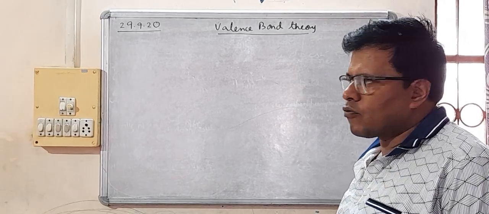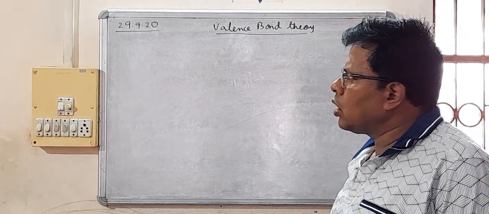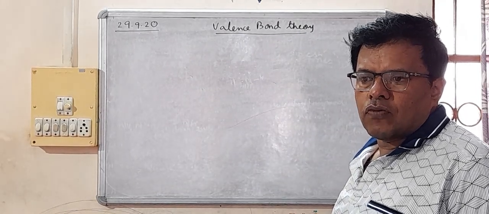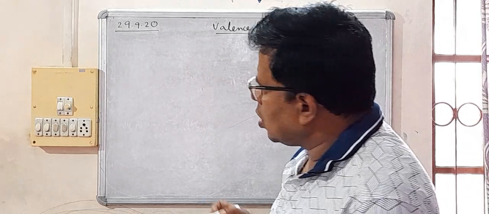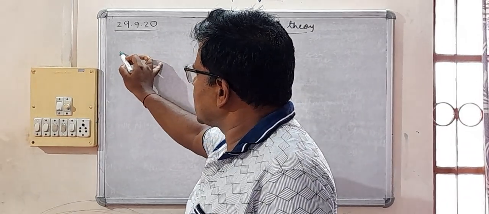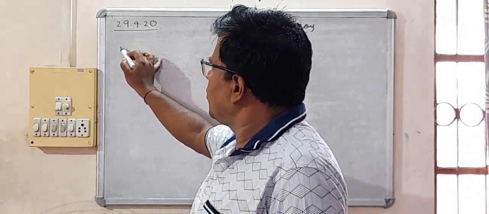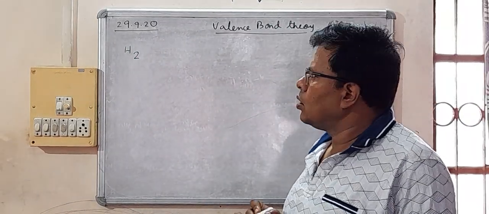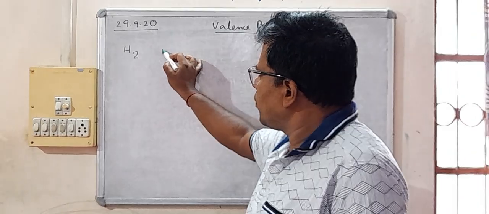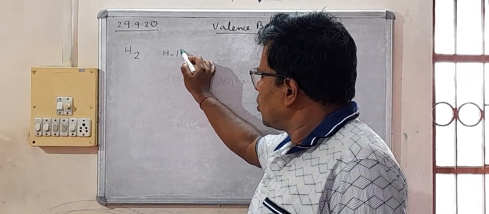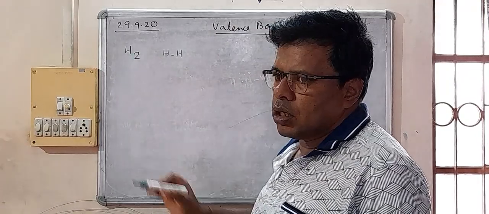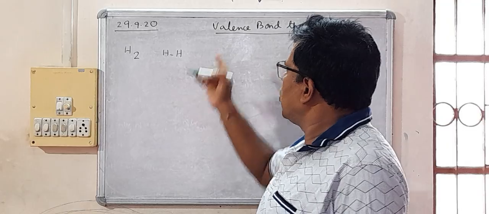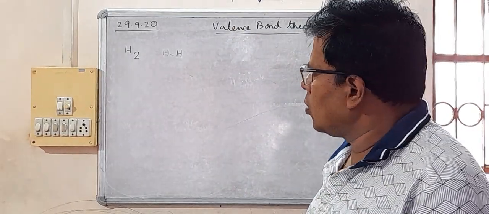Okay, good afternoon, children. Today we are doing valence bond theory for covalent bond formation. So let us first consider the simplest molecule. This is the simplest molecule, hydrogen, and we know there is a covalent bond between the two atoms in hydrogen. So how is this covalent bond formed according to valence bond theory? That we have to look into.